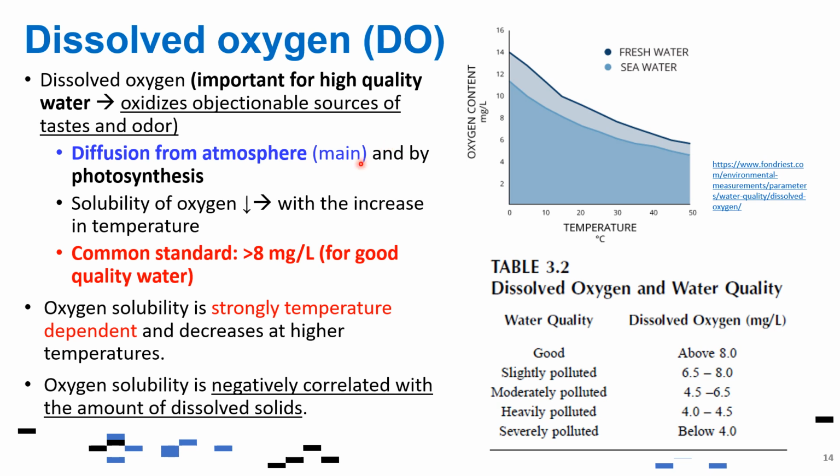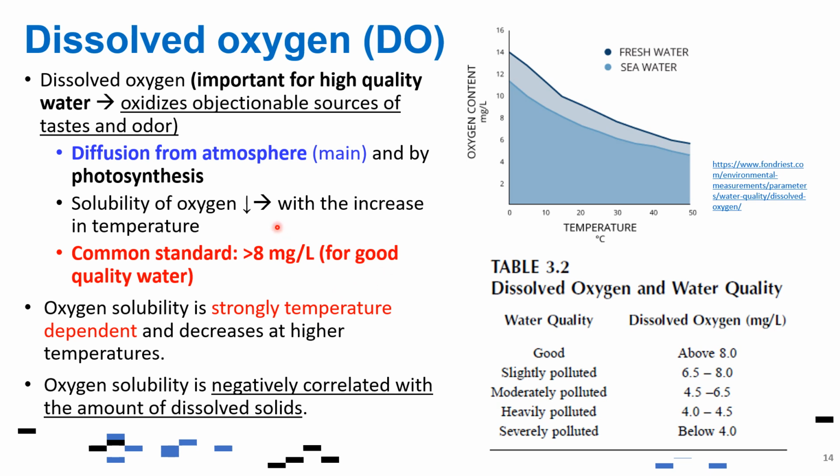So why is oxygen important? Oxygen is important because it's something that is needed for the survival of the fish and underwater animals. So the more oxygen, the better for the survival of the animals underwater. And basically, you need to have at least 8 milligrams per liter of concentration for good quality water, and also for survival of these fish and other animals.